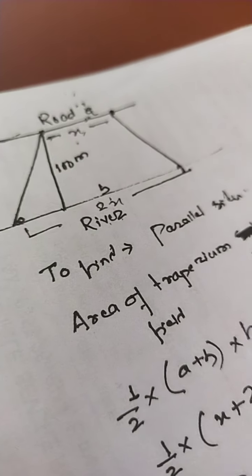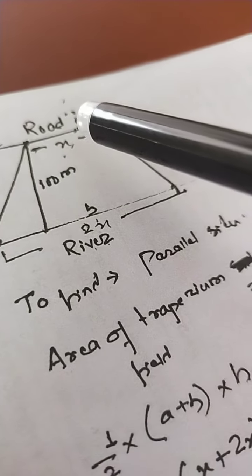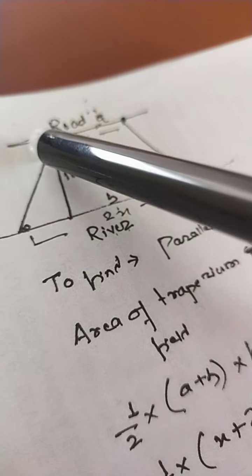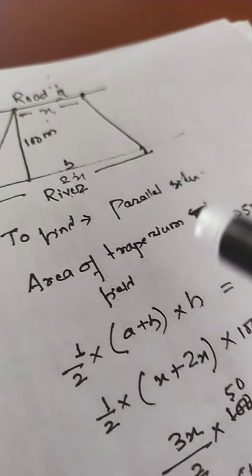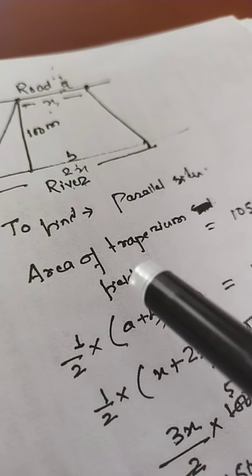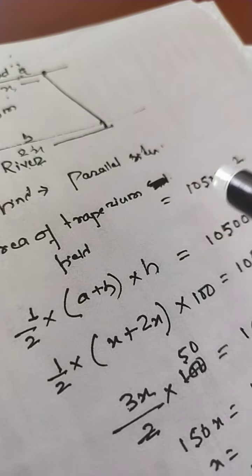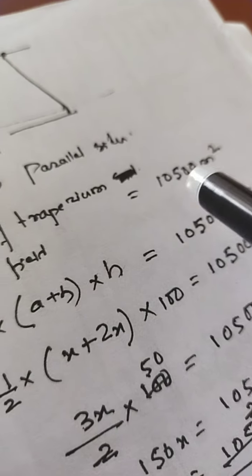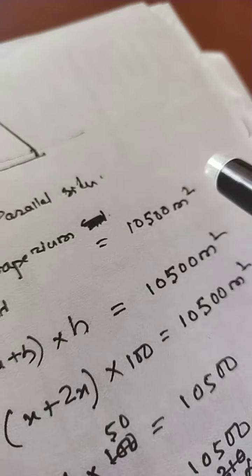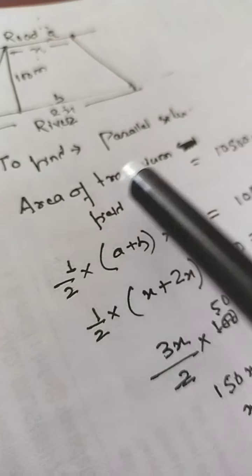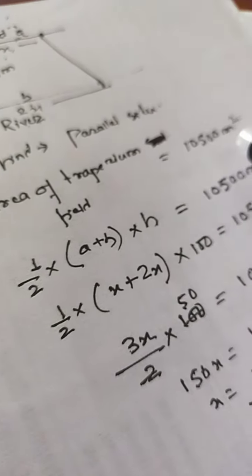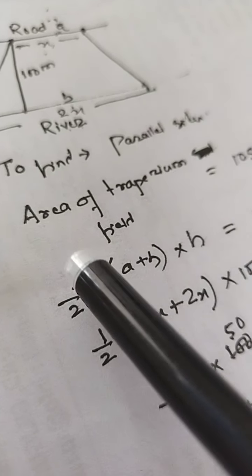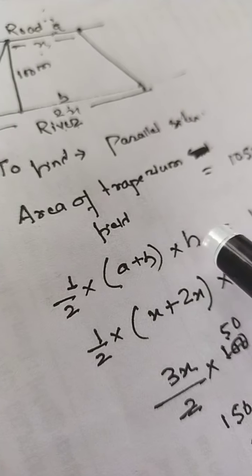Now as we have to find the dimensions of the parallel sides, and this figure is in the shape of a trapezium, we use the area of the trapezium, as the area is also mentioned in the question, that is, 10500 meter square. Since the area of the trapezium field is given, we'll compare this value with the formula. What is the area of a trapezium? Half into (a plus b) into height.